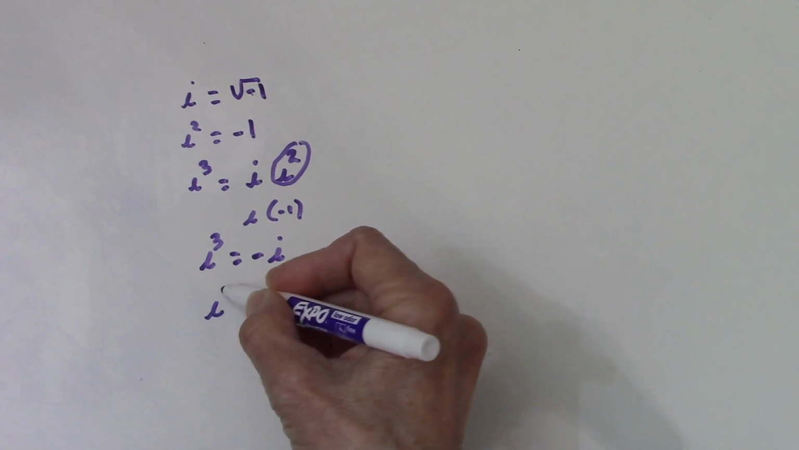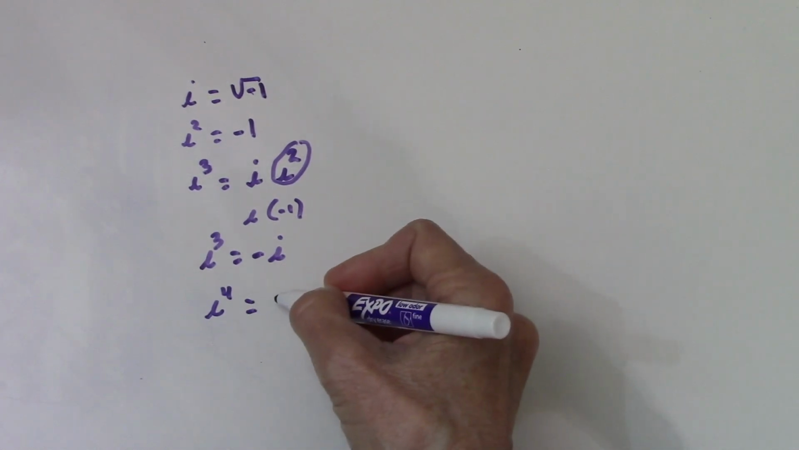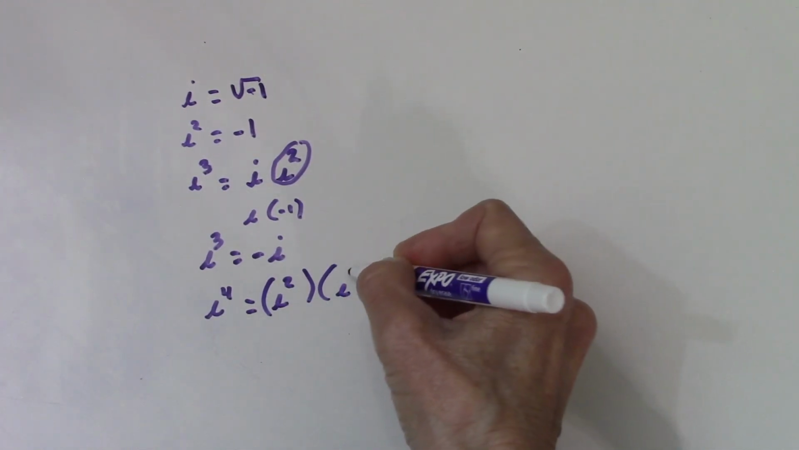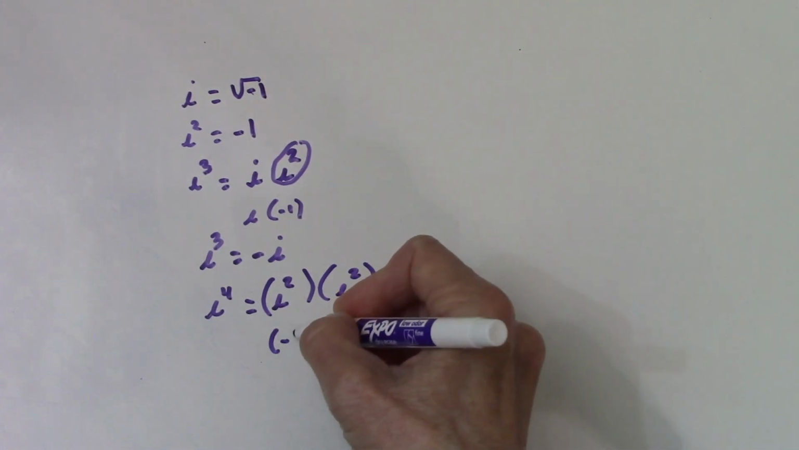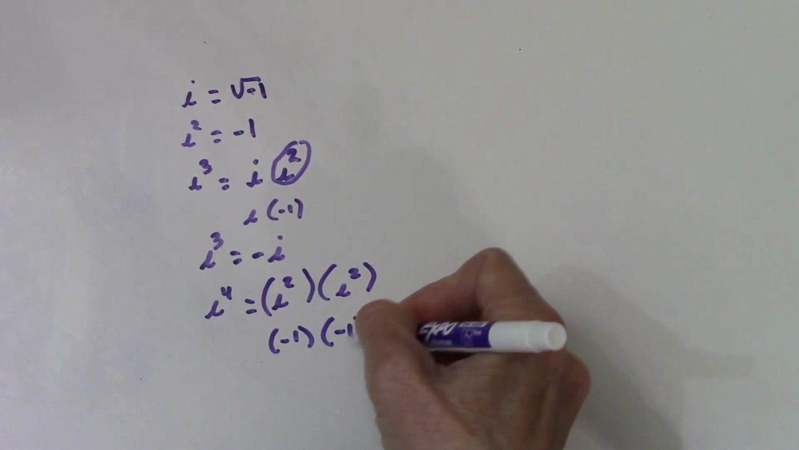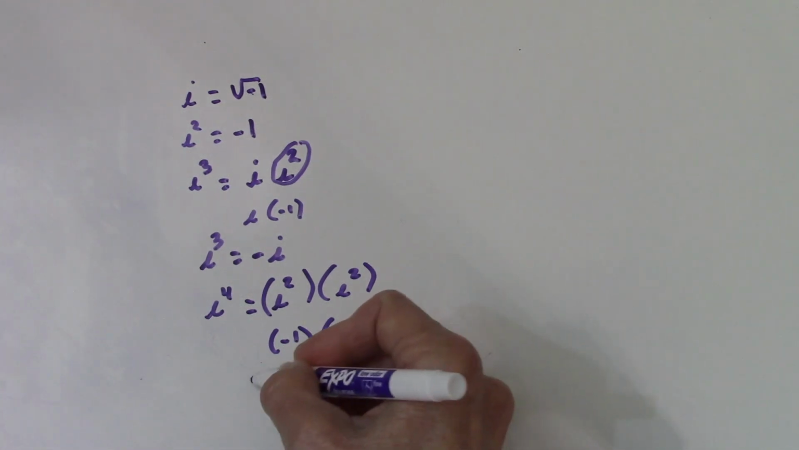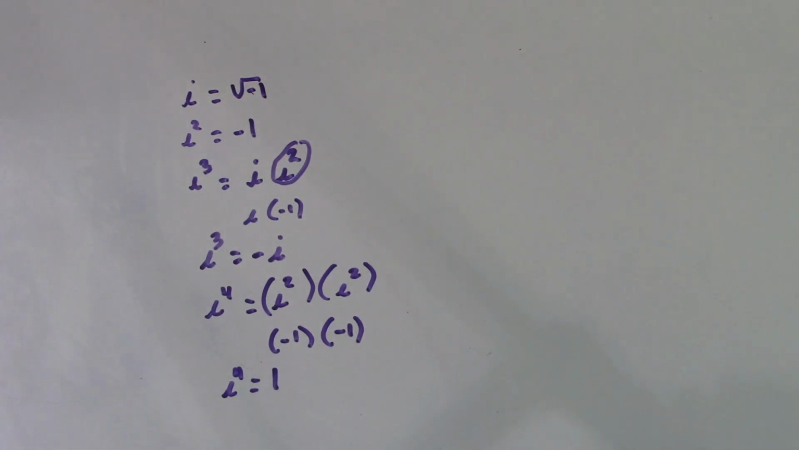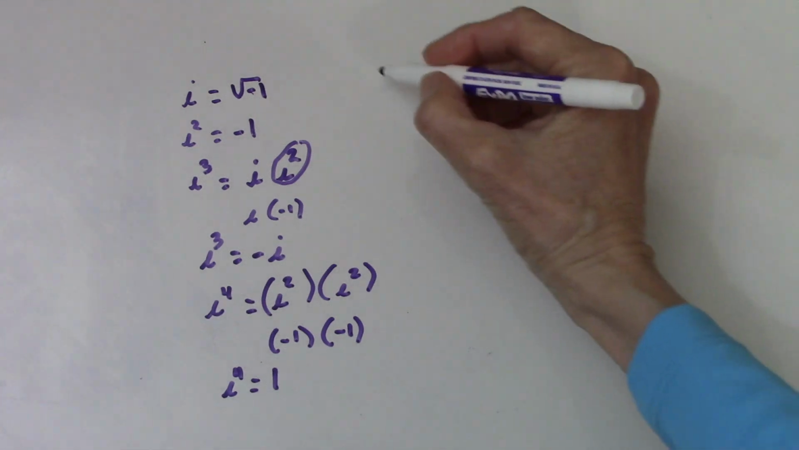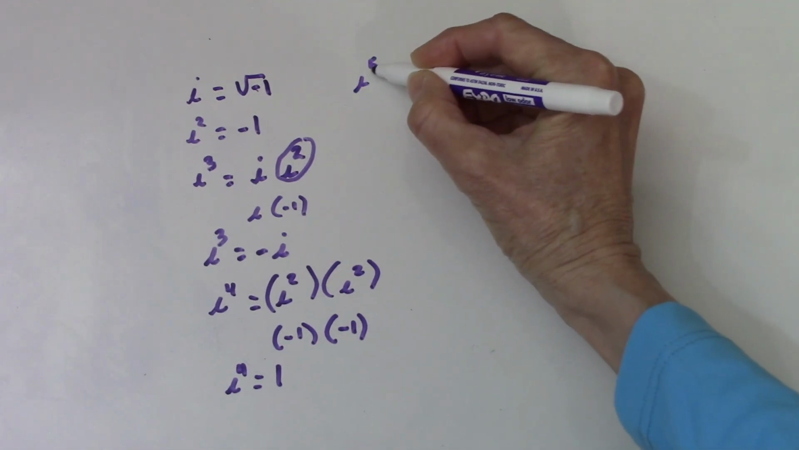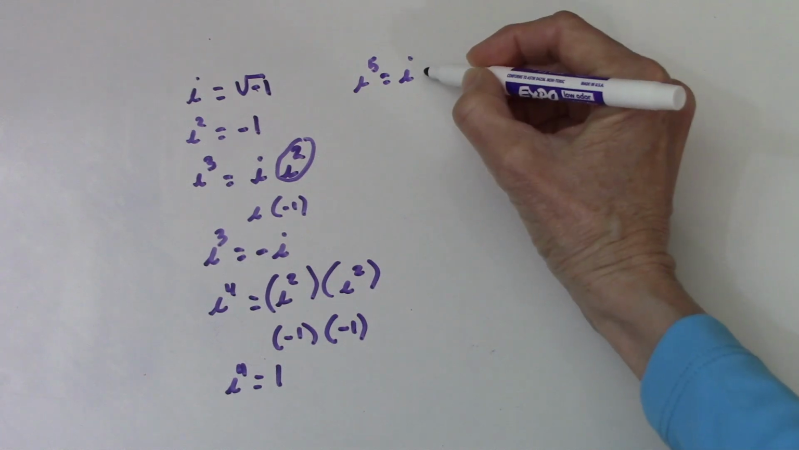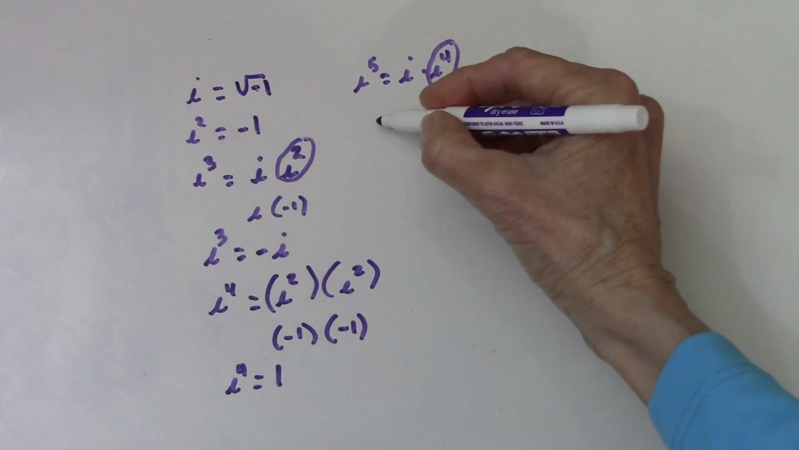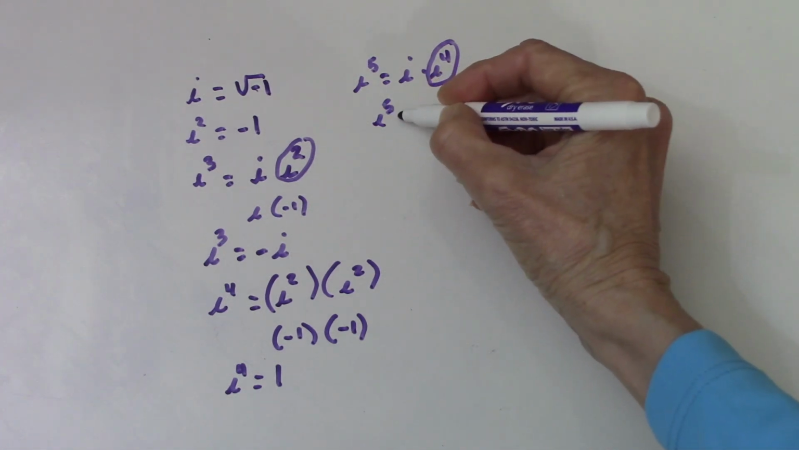i to the fourth, think of that as i squared times i squared, and this gives you -1 times -1, which is 1. So i to the fourth equals 1. And if we look at i to the fifth, we'll think of that as i times i to the fourth. i to the fourth is 1, so then i to the fifth is the same as i.